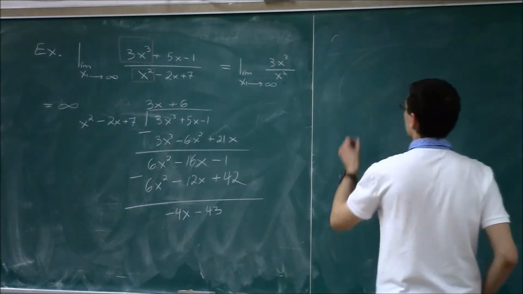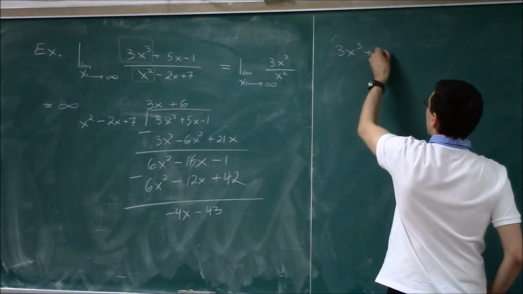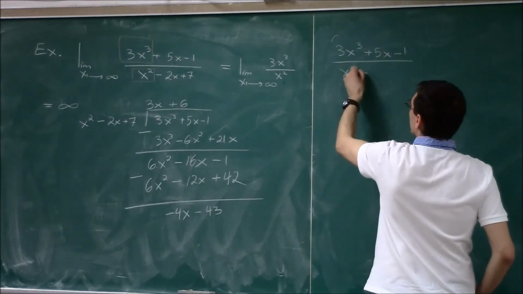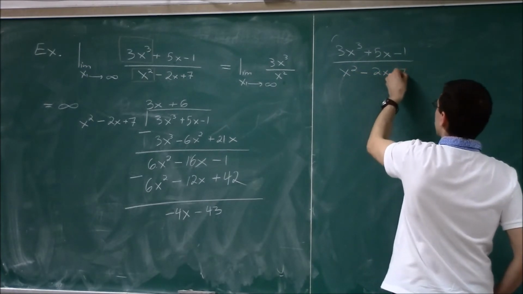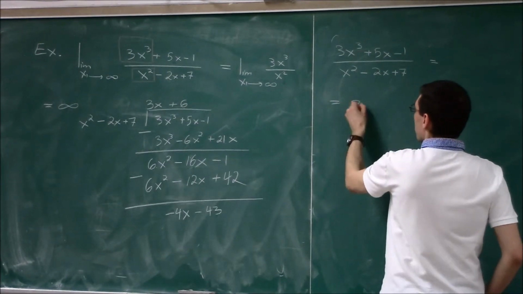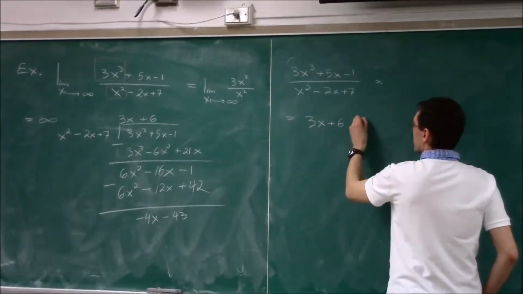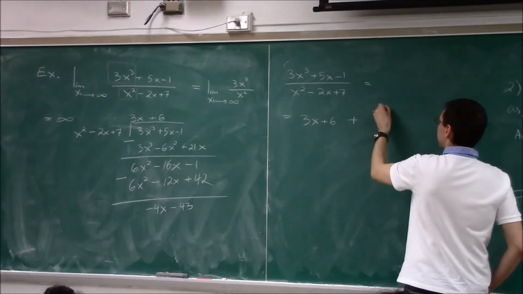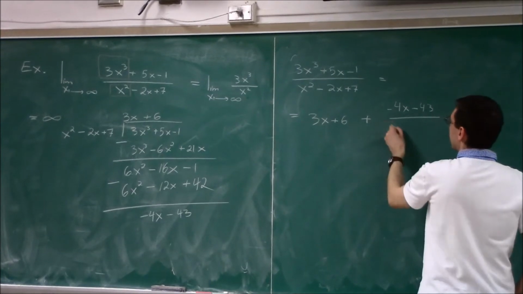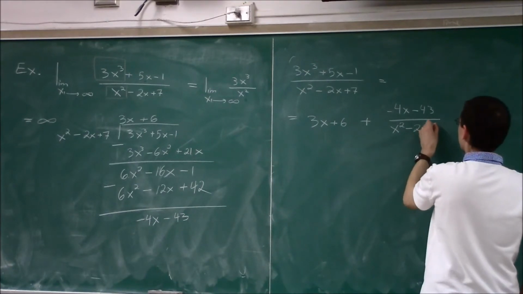So what it tells me is that the original function (3x cubed plus 5x minus 1) over (x squared minus 2x plus 7) can be written as 3x plus 6 plus (minus 4x minus 43) over x squared minus 2x plus 7.